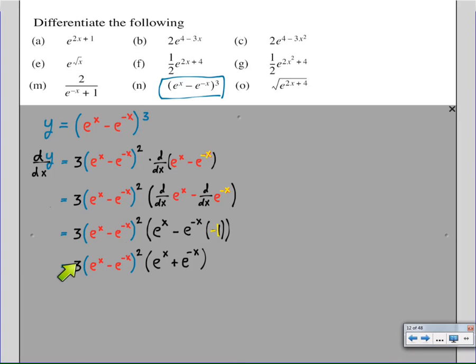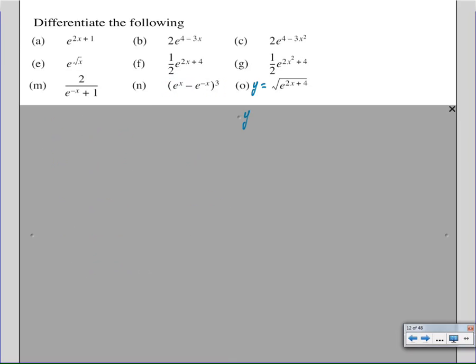It's about as simple as we can get here. If we start messing around with this, it's just going to get kind of ugly. Of course, I would explore this with technology to see if this is correct, but I'm going to tell you right now that this is correct. But in the interest of time, I'll move on.